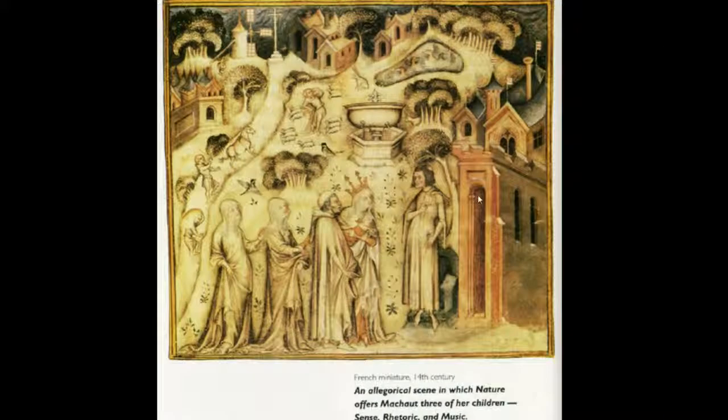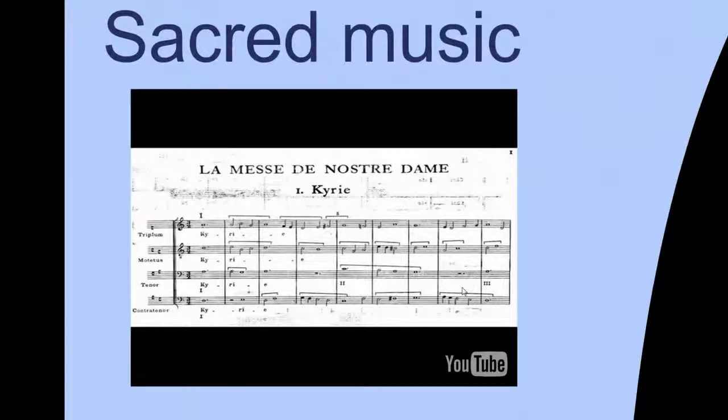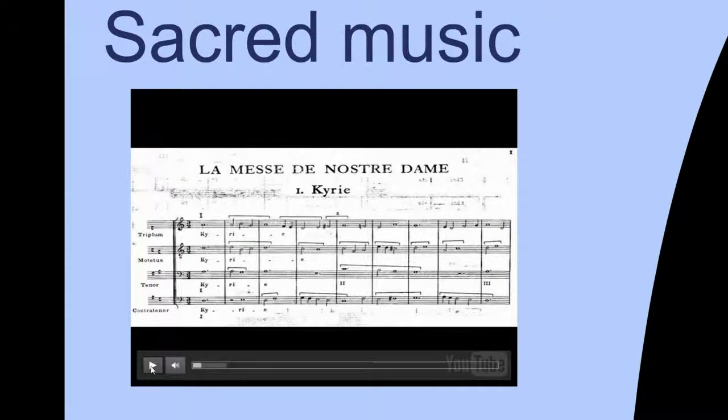And here is a picture of Machaut. There he is. Nature offers Machaut 3 of her children, sense, rhetoric, and music. Because Machaut was also a very famous and prolific poet. And I'll play you a little bit of the Notre Dame Mass. I highly recommend you go listen to the whole thing because it is wonderful.